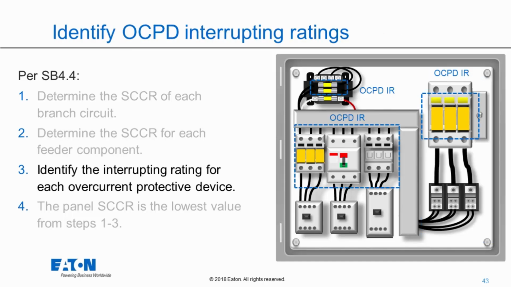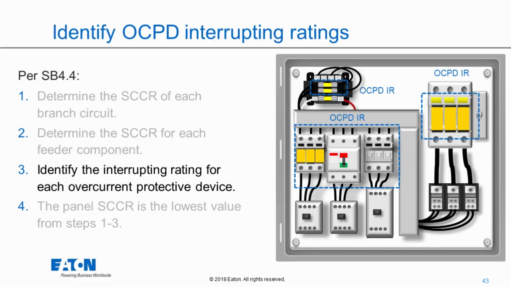And then step 3 is to identify the interrupting rating for every overcurrent protective device. We've probably at this point already identified those in my branches. Again, we include those. We include the interrupting rating in my feeder, and then another important thing not to forget is whatever the primary protection for my control circuit is.